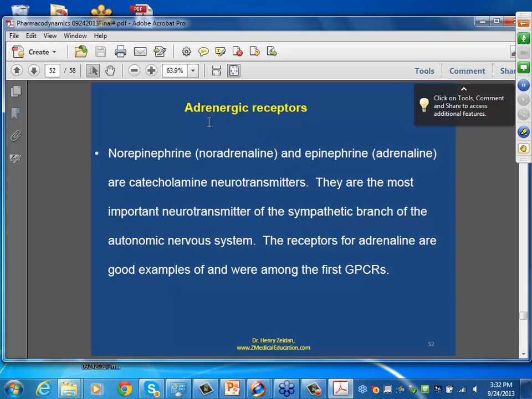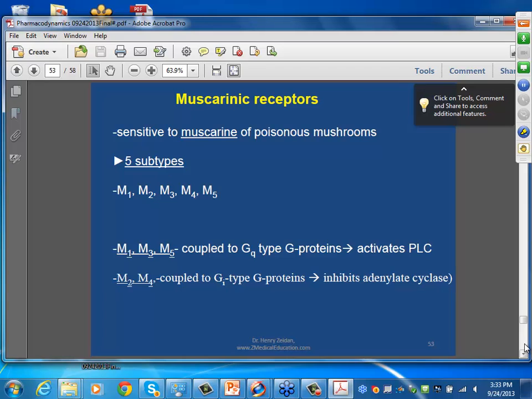When we talk about adrenergic receptor, we talk about norepinephrine, epinephrine. They are catecholamine neurotransmitters. You're talking about autonomic nervous system. So those are neurotransmitters of the sympathetic branch of the autonomic nervous system. You're talking about key receptors, GPCR receptors for adrenaline. What do we have here? So that's the adrenergic receptors.